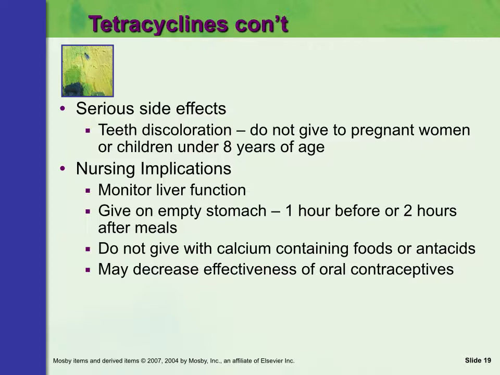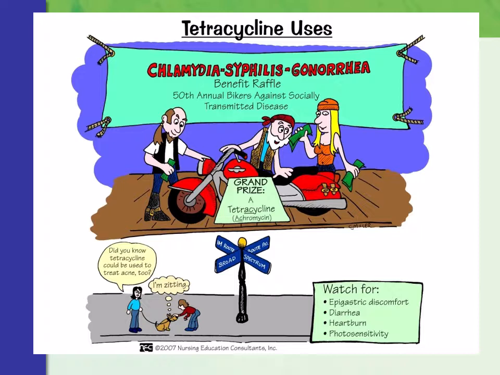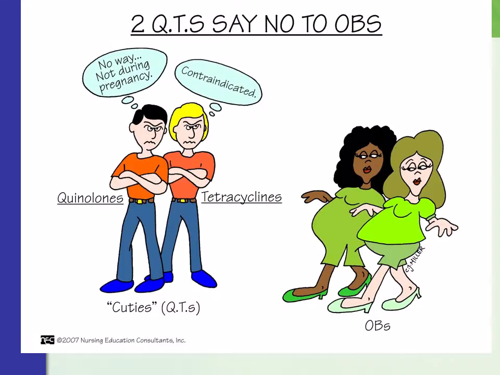If you're taking oral contraceptives, you want to use another form of contraceptive because it can decrease its effectiveness. As you can see, the tetracycline is effective against gram-negative and gram-positive bacteria, and can be effective against mycoplasmic types of infections as well. It cautions you about the tetracyclines during pregnancy because of the effects on the fetal skeletal development.